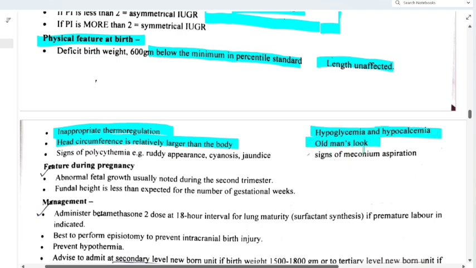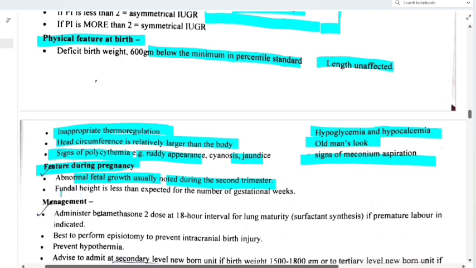Old man's look, okay, this will be the look of the baby because the skin will be wrinkled like that, so the baby will look like an old man. Then signs of polycythemia, for example ruddy appearance, then cyanosis, jaundice, etc. Then signs of meconium aspiration. Now coming to features during pregnancy. See, abnormal fetal growth is usually noted during the second trimester. Then fundal height is less than expected for the number of gestational weeks.